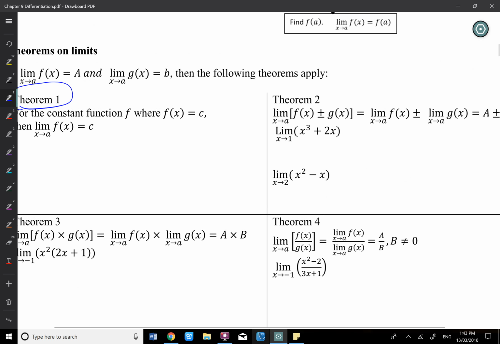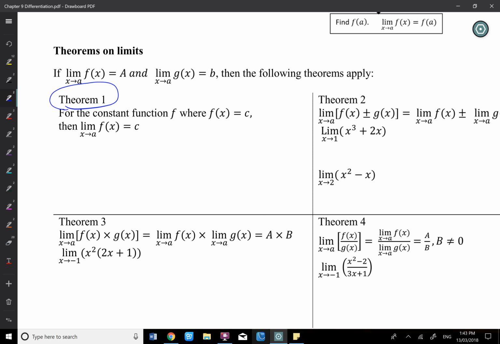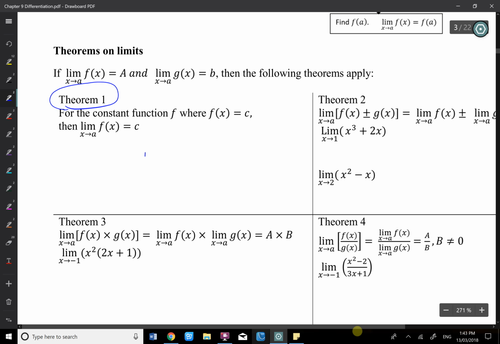We don't want to do that. But the first one is important. The first one is that the limit anywhere of a constant will still be the constant itself. So which means lim x approaching a of, for example, 5 is always 5. Doesn't matter what a is.